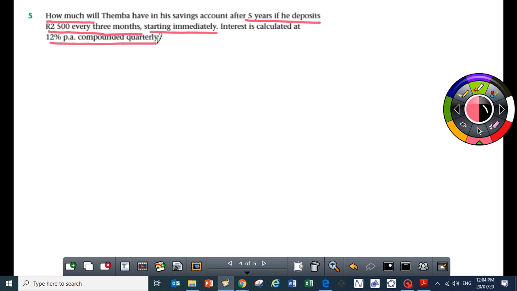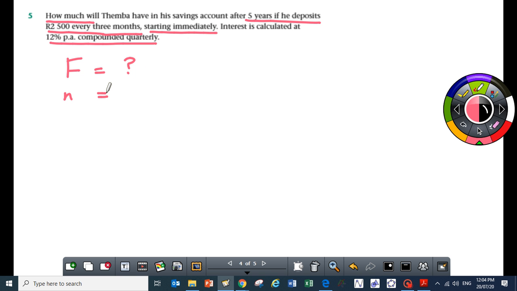Now, for this question, the compound period is no longer per month, but it's now every 3 months, which means per quarter. Okay? So, first, we need to calculate what is F. So F is unknown. That's the value that we need to calculate. Right? Then our N, the number of payments.